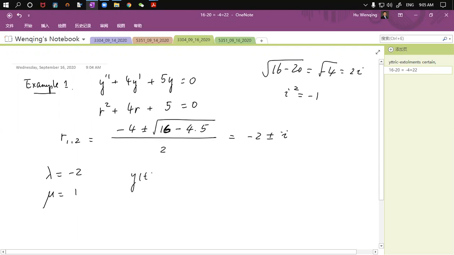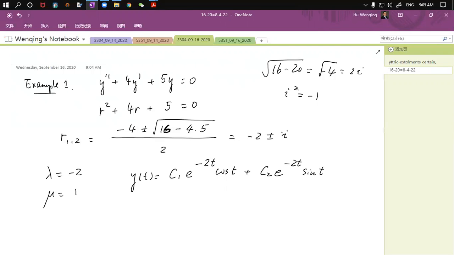So the solution is going to take the form C1 e to the power minus 2t cosine of t plus C2 e to the power minus 2t sine of t. So the real part enters the exponential, and the complex part enters sine and cosine. That's what you have to remember, what you have to memorize.